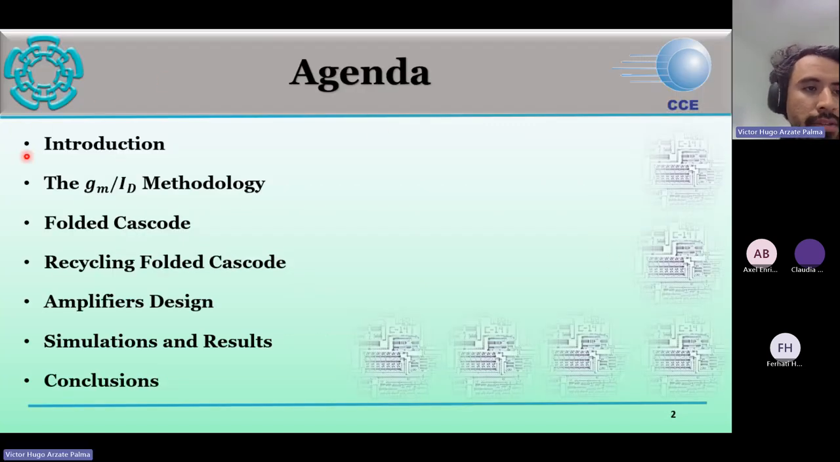Here is our agenda. We will start with an introduction, and I will talk about some applications of the amplifiers. Then I will talk about the gm/Id methodology, just a little bit. And next I will talk about the folded cascode and the recycling folded cascode. And then the amplifier designs. And we have the simulations and the results. And finally, we will have the conclusions.